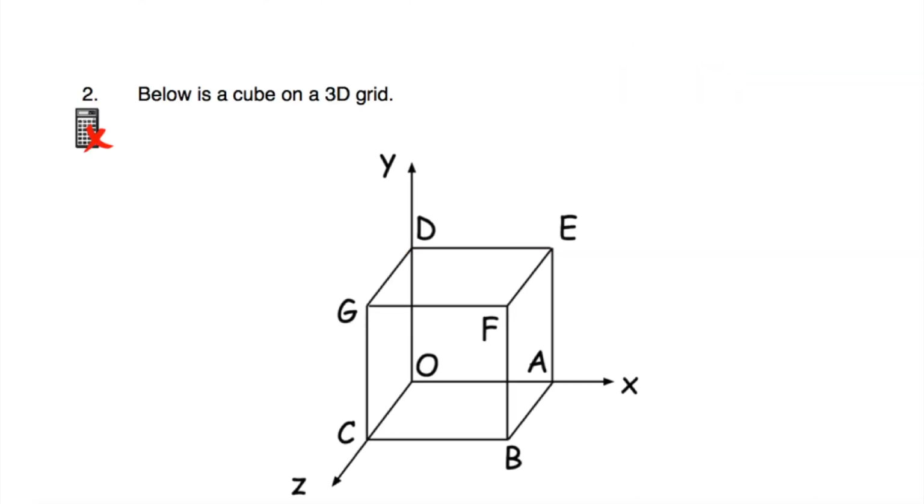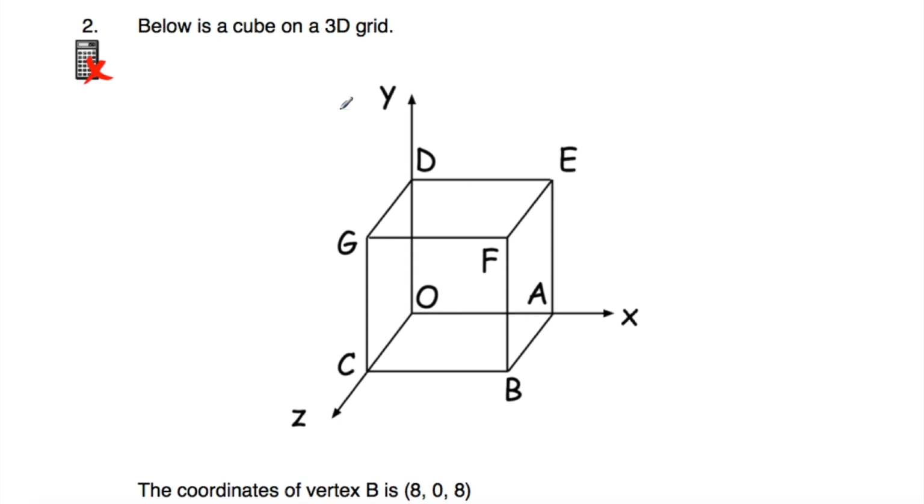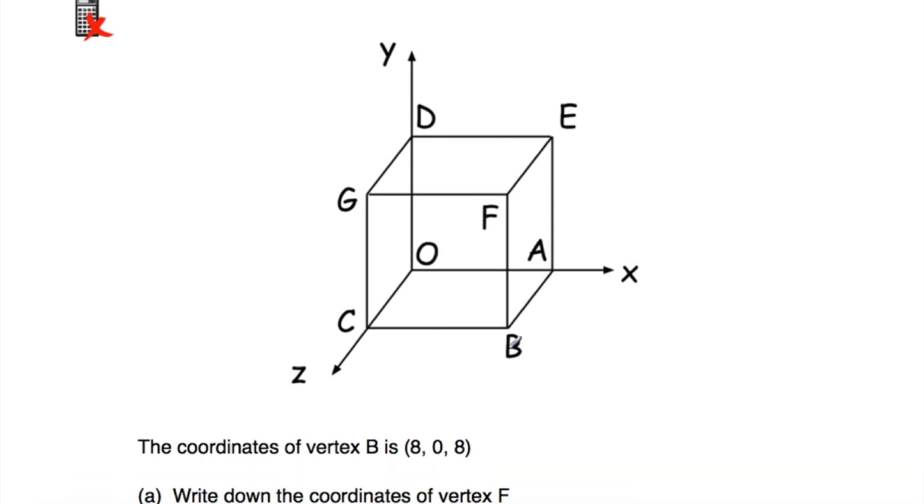Okay, let's have a look at question number 2. Question number 2 says, below is a cube on a 3D grid. We're told the coordinates of vertex B are 8, 0, 8. Remember, the coordinates are in the form x, y, and z. What that means is, to get to this point, we start off at the origin, go 8 along in the x-axis direction, 0 up in the y-axis direction, and then 8 forward in the z-axis direction. So 8, 0, 8.